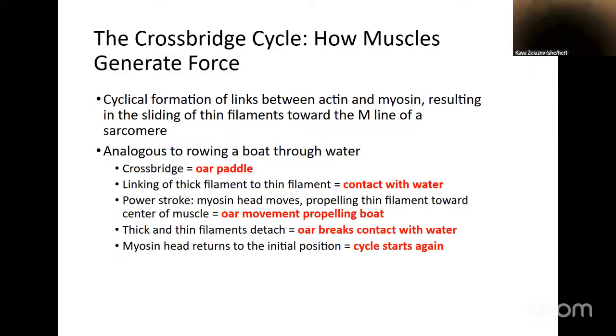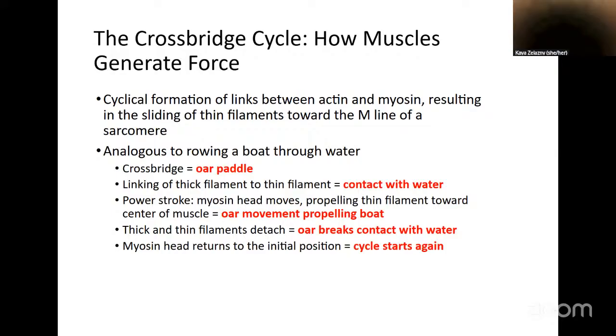This is a cyclical connection between the actin and the myosin that needs ATP. So we're going to think about that head on the myosin as our oar paddle. It's going to form a cross bridge, so it's going to bridge across to the actin. You can think about that as your paddle hitting the water. The water in this case is your actin, your thin filament. We're then going to be pulling that oar forward to actually generate force.